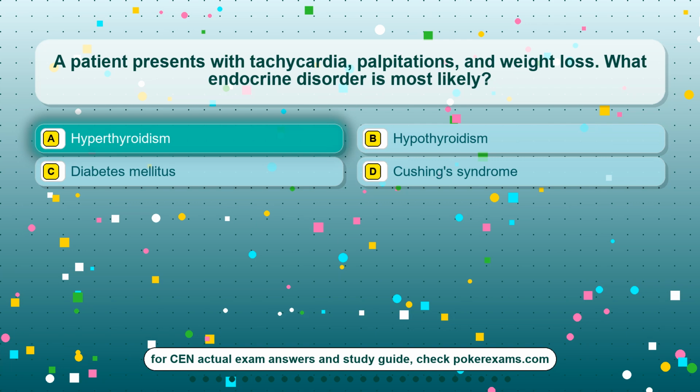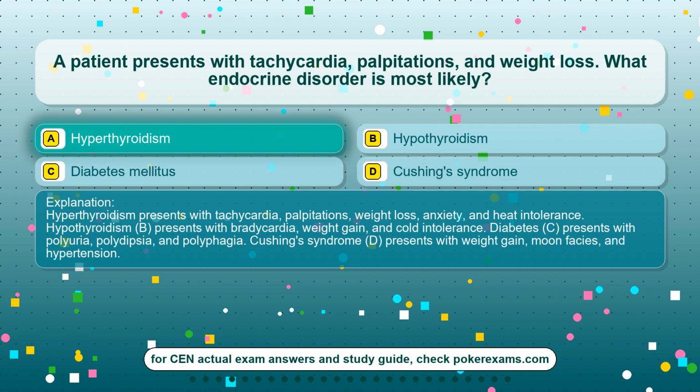The correct answer is option A, hyperthyroidism. Hyperthyroidism presents with tachycardia, palpitations, weight loss, anxiety, and heat intolerance. Hypothyroidism, B, presents with bradycardia, weight gain, and cold intolerance. Diabetes, C, presents with polyuria, polydipsia, and polyphagia. Cushing's syndrome, D, presents with weight gain, moon facies, and hypertension.